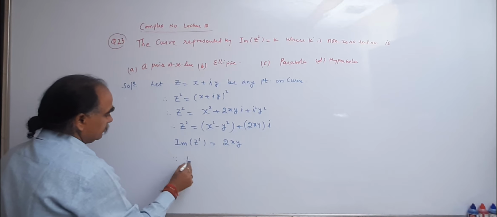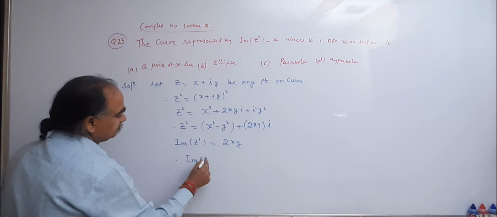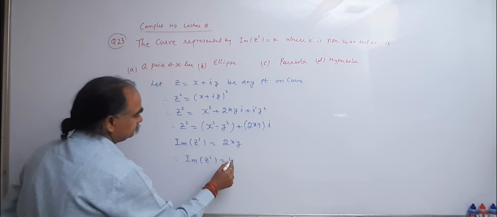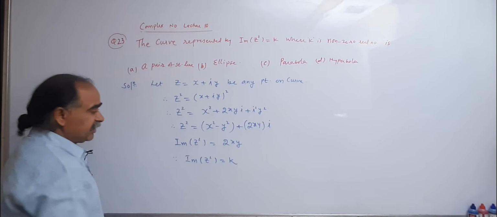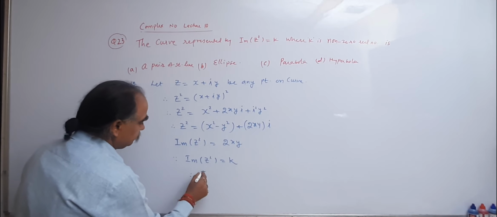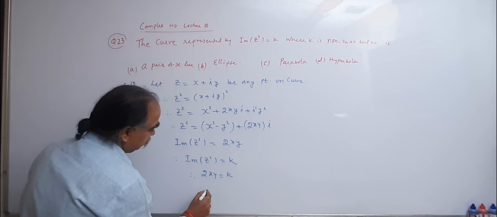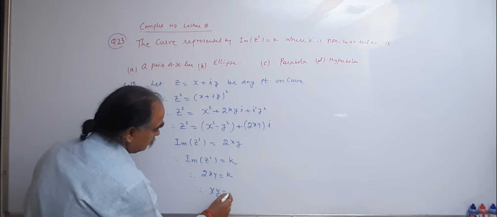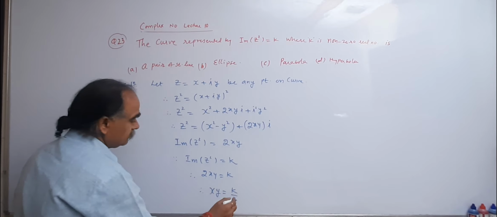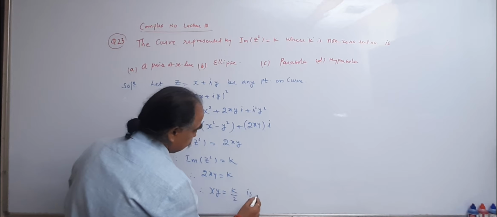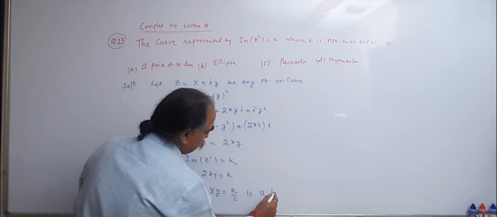Since imaginary part of z square is what? k. Therefore 2xy is what? k. Therefore xy is what? k by 2, which is a hyperbola.